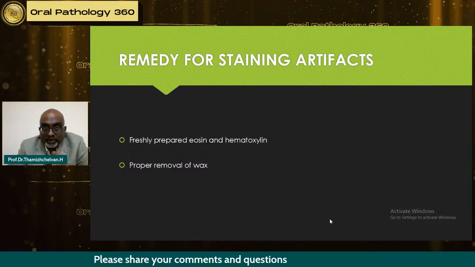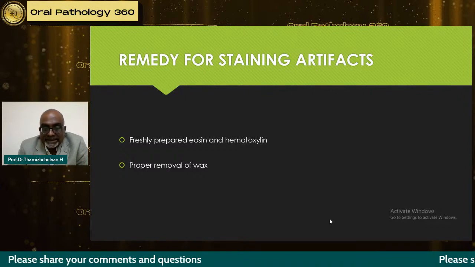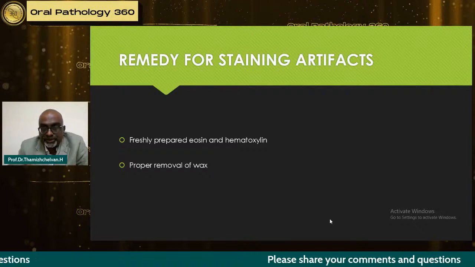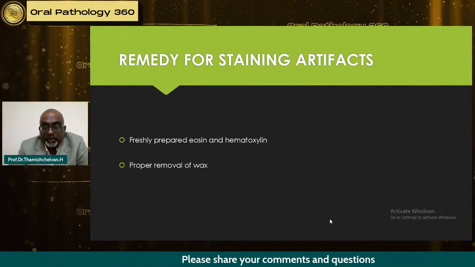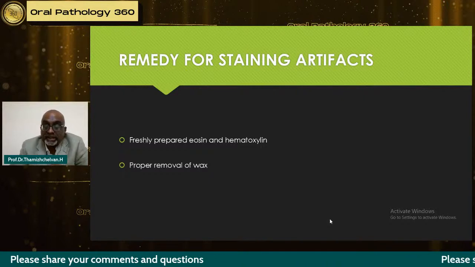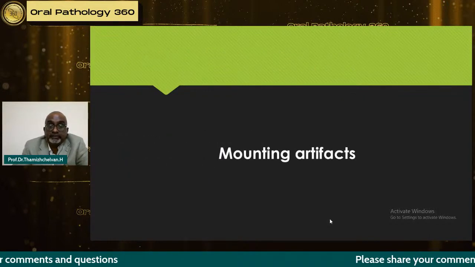Like how housekeeping makes the schedule, see that the technicians keep changing the hematoxylin and eosin constantly, whether it's used properly or improperly, and ensure proper removal of wax. If these two factors are properly followed in our laboratory, the majority of headaches will be over.